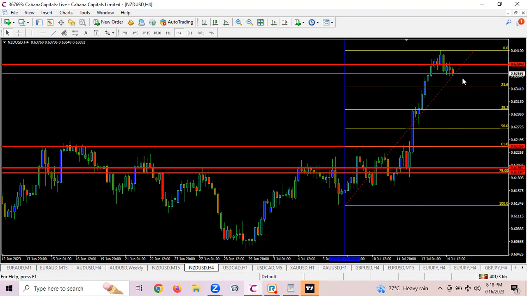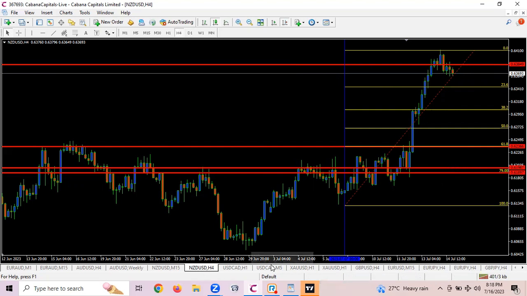Bearish on New Zealand USD. But if price drops to this level, I might consider buying New Zealand USD. So I'm going to take a sell from this point to this zone.